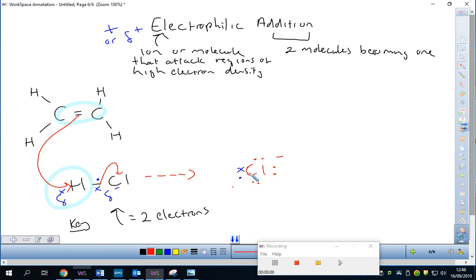Now, this type of fission is called heterolytic fission. It results in the formation of two different species. Our dashed arrows show the movement of progression into the next step of our mechanism. And as a result of this arrow, we have now formed a new bond between the carbon and the hydrogen. Our molecule now looks like this.